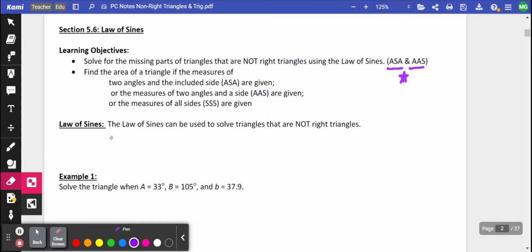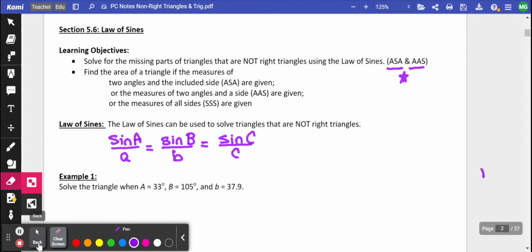So, law of sines is pretty simple. It's the sine of an angle, so angle A, is to the side opposite that angle, A, equals the sine of angle B to B, which is equal to, you probably guessed it, the sine of angle C to C. And when we use this formula, we'll be using two fractions at a time. So, we'll be solving proportions essentially.